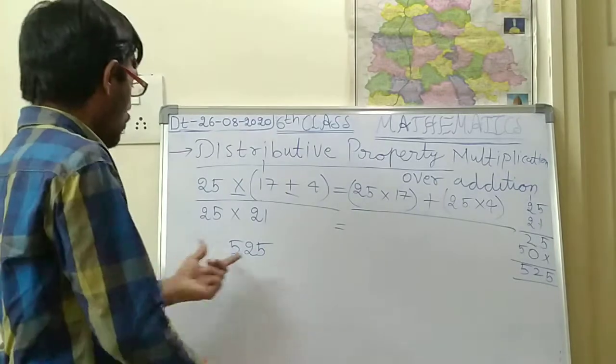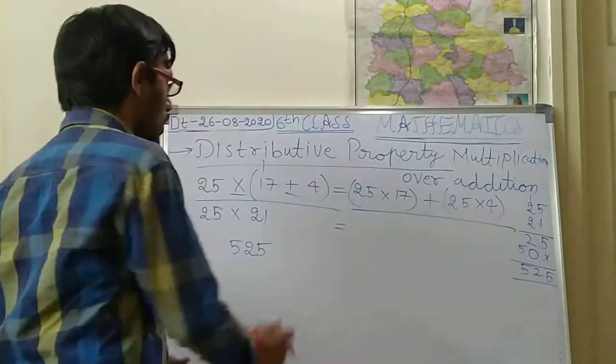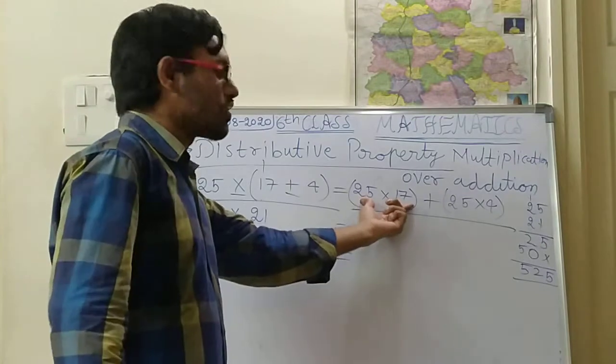Now the same result should come here also. How should you do it? First, you should do 25 into 17.